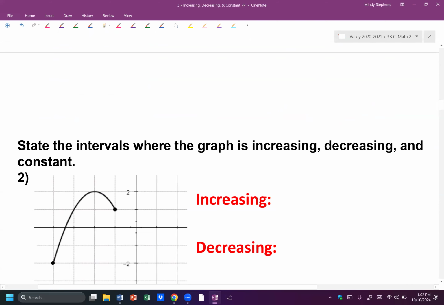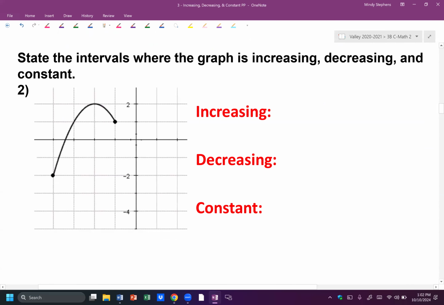Okay, let's try another one. Number 2 has less pieces to it, so it's maybe a little easier to see. So starting on the left, if I start at this point here and I trace it until it stops going up. So it's going up, which means I'm increasing. So that piece right there is increasing because it's going up.